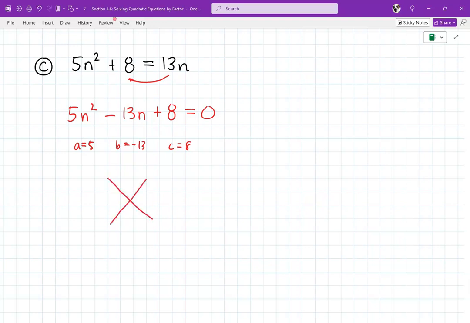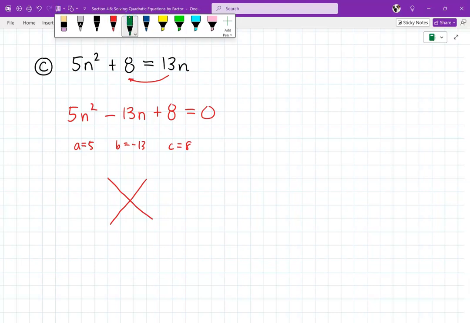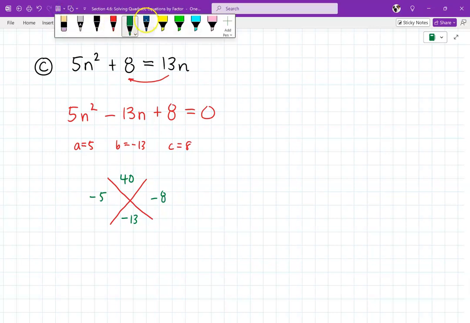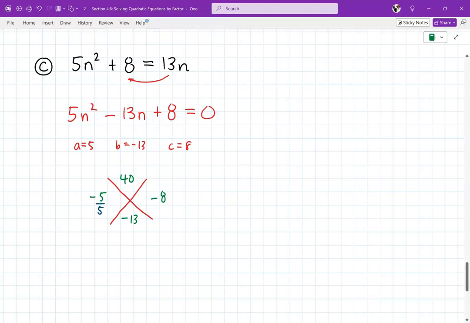Let's go ahead and start this off. A times c, that's 5 times 8, that's 40. And then on the bottom is negative 13. So two numbers that multiply to 40 and add up to negative 13: negative 5 and negative 8. Now I'm supposed to divide by a, which is not a 1, so now it does matter. If I divide by 5, this becomes negative 1. And if I divide the other one by 5, well, 8 divided by 5 doesn't work, so I'm just going to circle it. Those are my two factors.